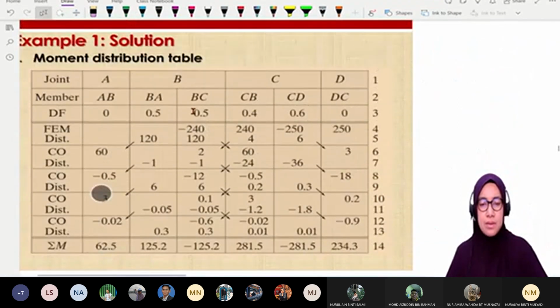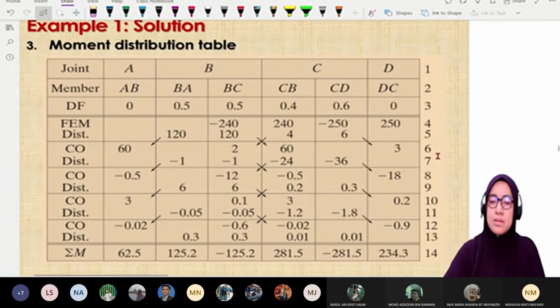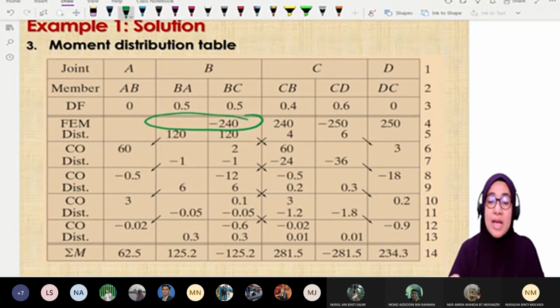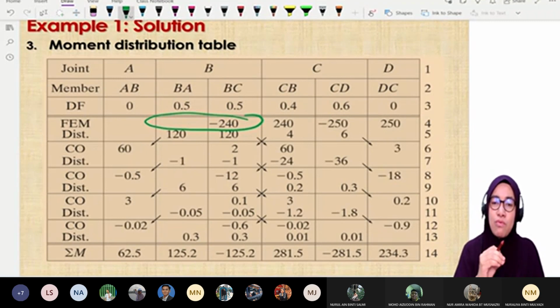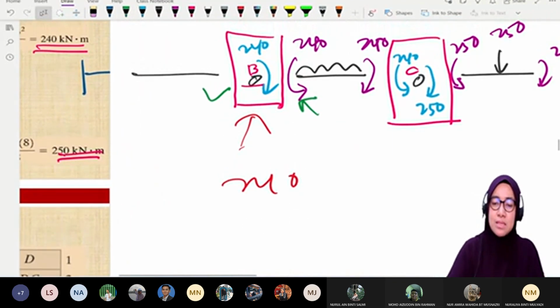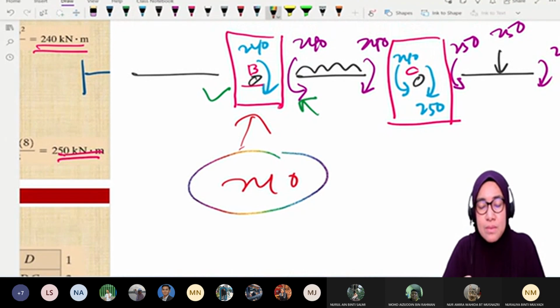Okay, ni. Okay, dalam table ni, dia 120. Sebab apa? Sebab dekat sini, dia totalkan yang ni tukar sign. Kenapa tukar sign tu? Sebab join moment opposite with member and moment. So, 240 yang kita distribute bukan negative 240. 240 representing this. Okay, this 240. Boleh nampak kan? This 240.